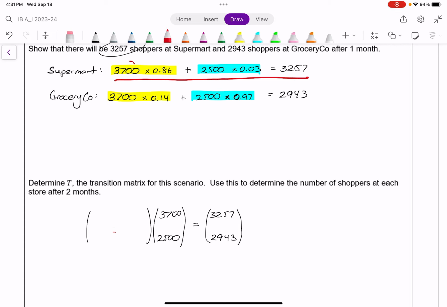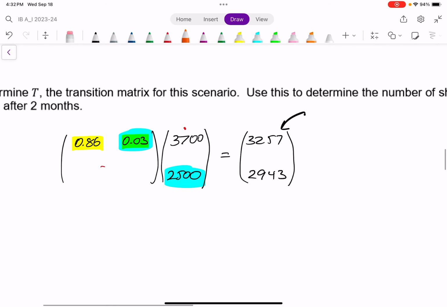Well, let's look back at here. First, I took 3,700 times 0.86. So in terms of matrix multiplication, what's going to go for these blanks? I can show it as, okay, so this times 3,700, that means this must be 0.86. Plus, it was 2,500 times 0.03, which means it must be this times 2,500, which means that next blank must be 0.03, and adds to this number here. And if you're not sure, it's great to be not sure, just double check. This times this plus this times this equals that. And that's exactly what we did in the last question.